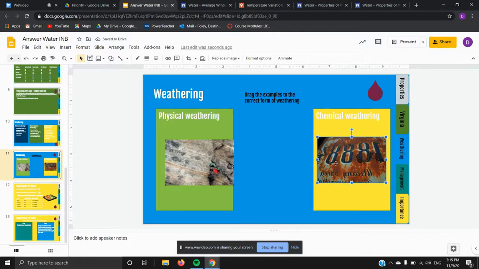This is what happens when metal gets wet and it gets exposed to oxygen. It oxidizes and it causes rust. So don't leave metal things outside that aren't covered in good paint, or they will start to rust.